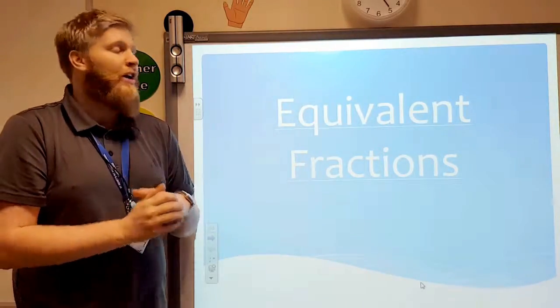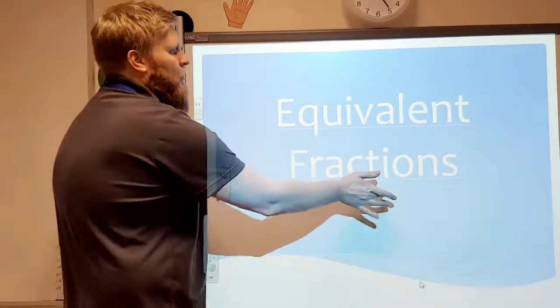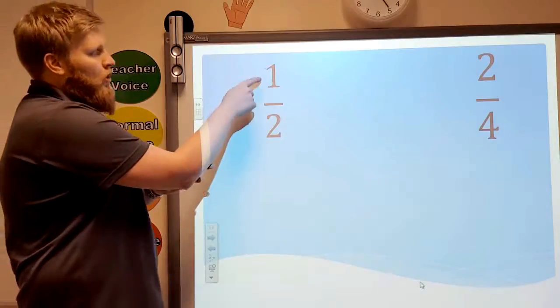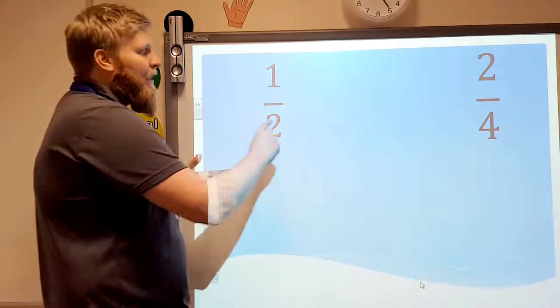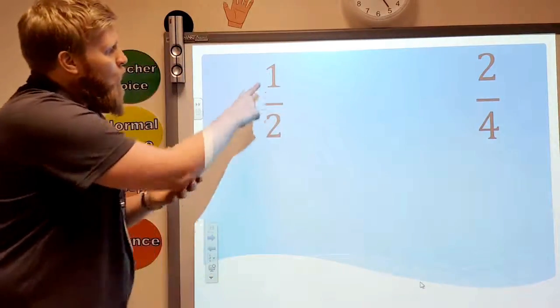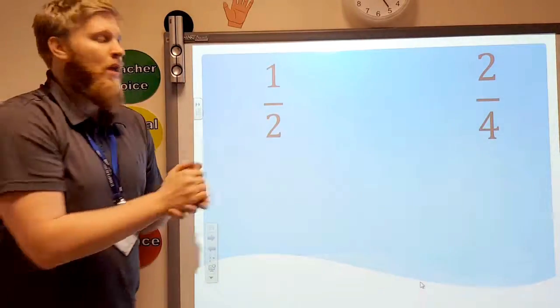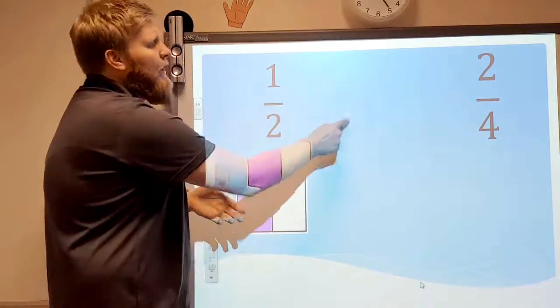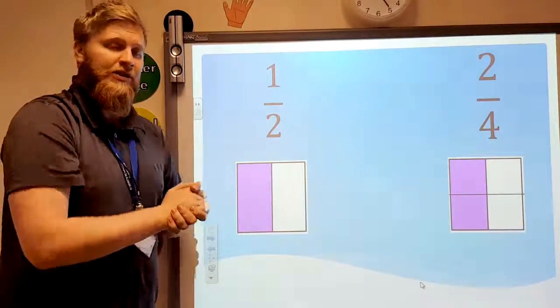Now remember, when we look at fractions, the top number is the numerator and the bottom number is the denominator. So let's have a look. We've got a numerator and a denominator there. Now these have different denominators on the bottom, so these are two different fractions. We have 1/2 and 2/4. But if we get two shapes up, we can see that these two fractions are actually the same.